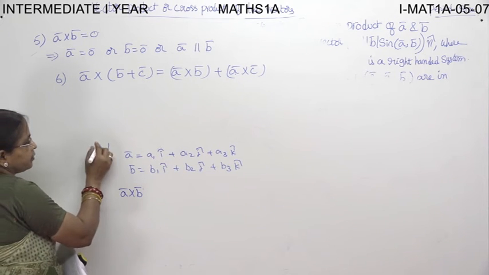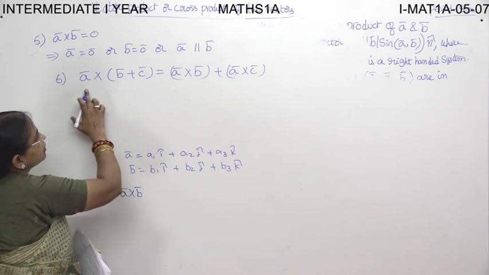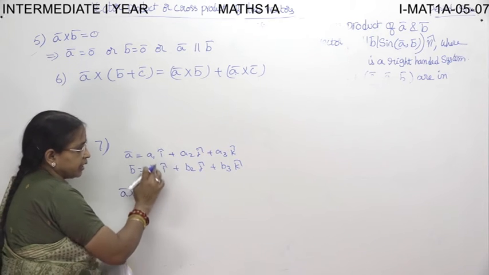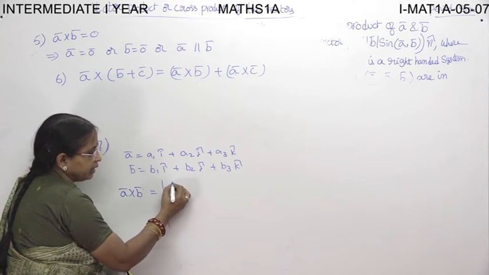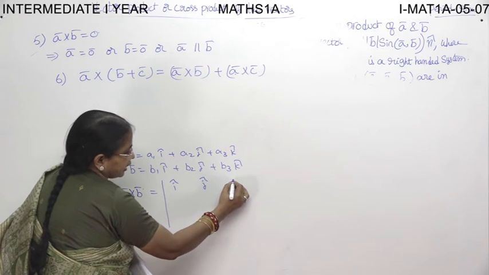Okay, next, suppose A and B are given like this, and you are finding A cross B. Take the cross product term by term. You can just learn the formula. You will get like this: I, J, K.